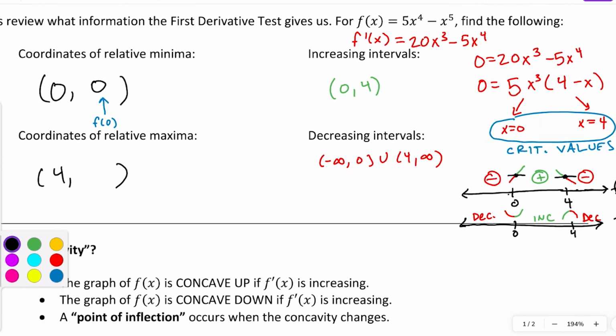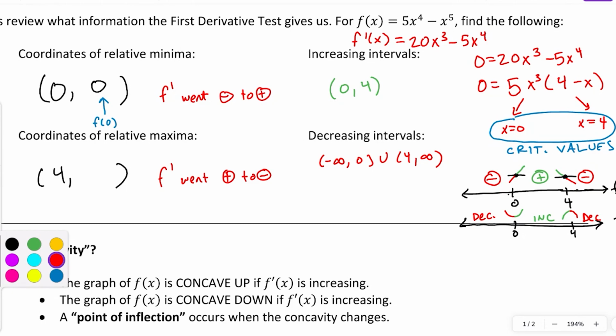So we have a local or relative minimum at 0, 0, and we know there's a local minimum because the derivative f prime went from being negative to positive. A local maximum is going to occur when f prime goes from positive to negative.